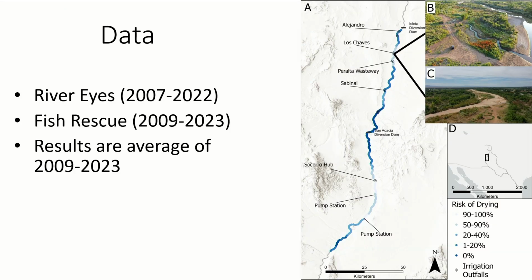So I had a couple of data sets to play with. There's the riverized data from 2007 to 2022, and the fish rescue data set from 2009 to 2023. There are other years, but they didn't quite have the information I needed to run these models. So just a reminder that this model is the average of all of those years.